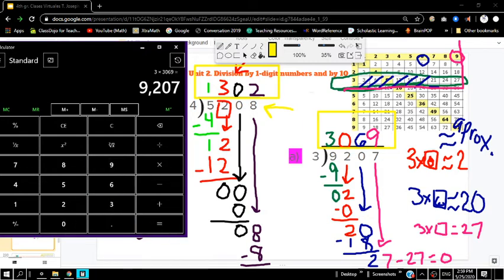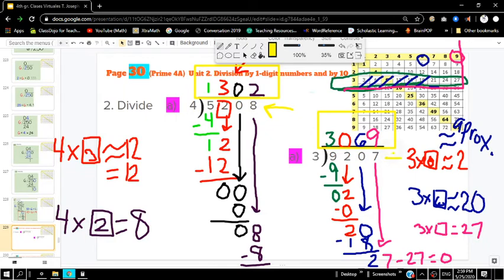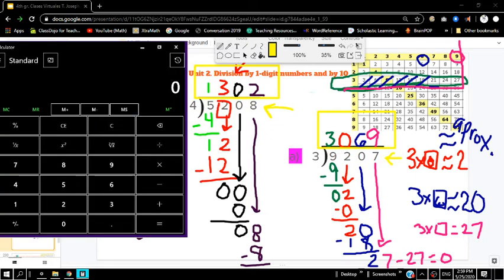3,069 times 3 equals 9,207, which is exactly the same as our original problem. So we did this correctly. If we wanted to divide it to check it, we could divide too. 5,208 divided by 4 equals 1,302.